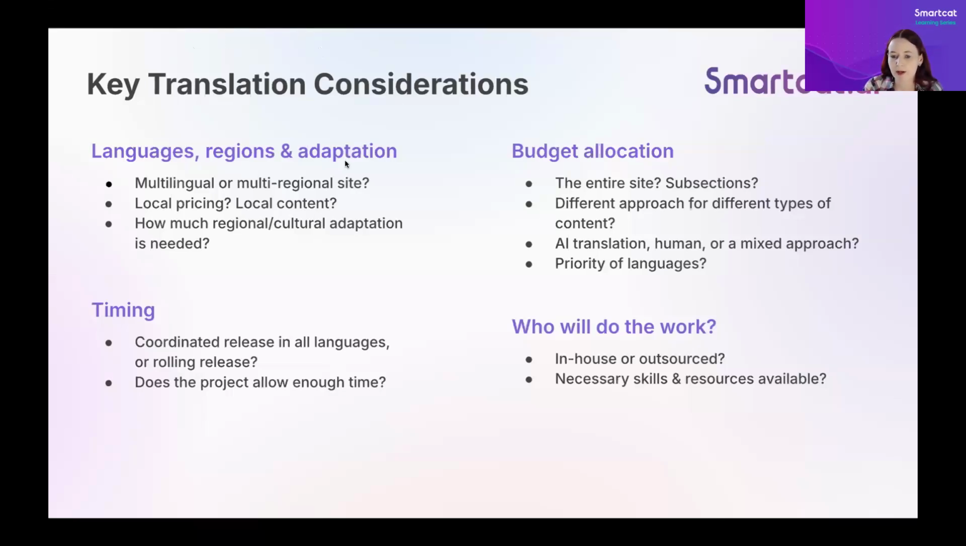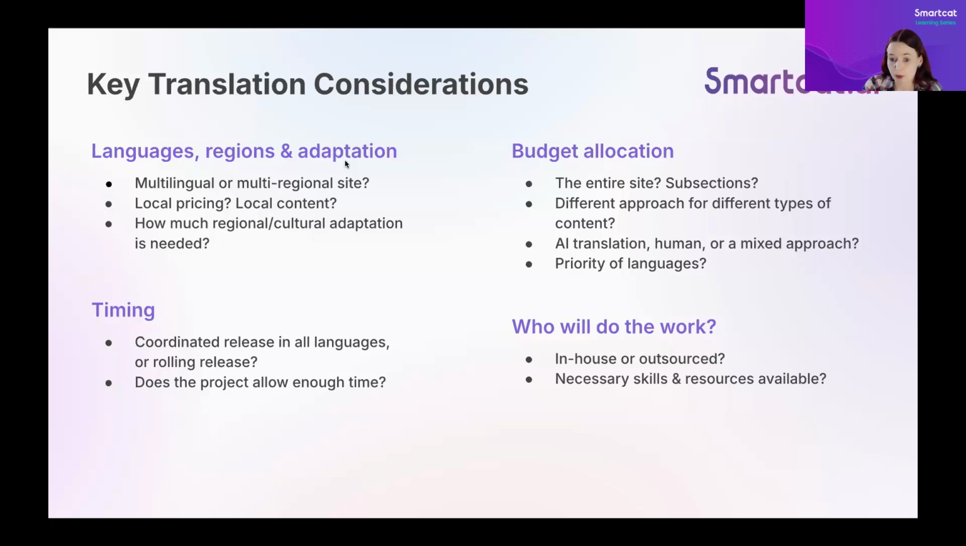So firstly, when we speak about things like languages, regions, and adaptation, something to consider is whether you just want a multilingual site or whether you would need a multi-regional site. Just to give a bit of an idea what that would look like, a product company who ships both in the US and in Canada, for example, might have different sites targeting those two markets. That would be an example of a multi-regional site.